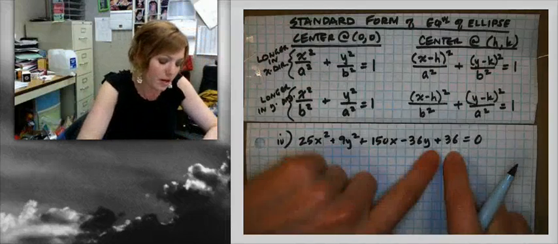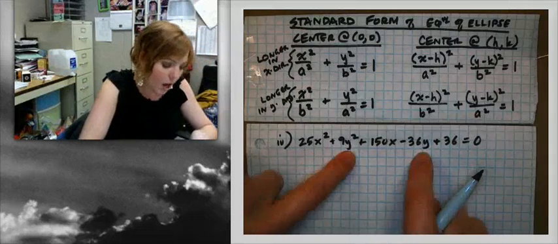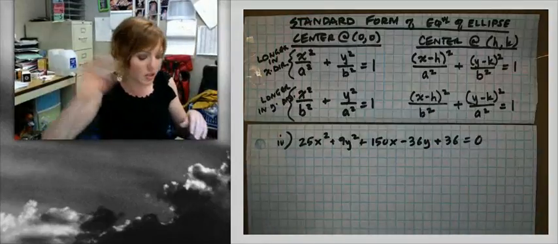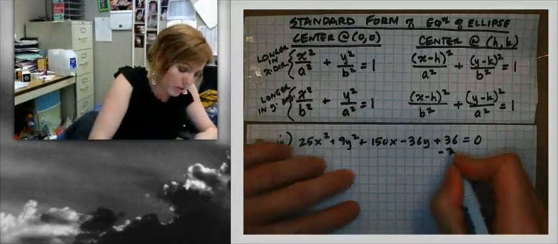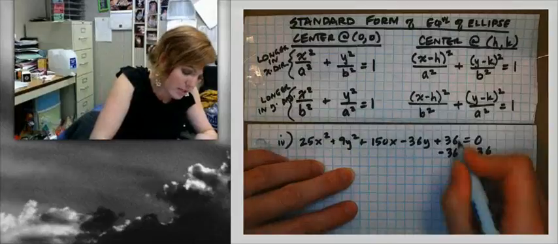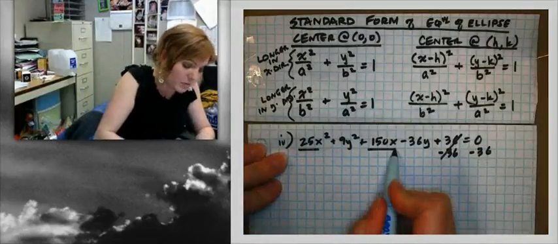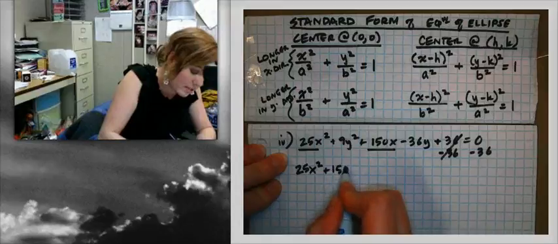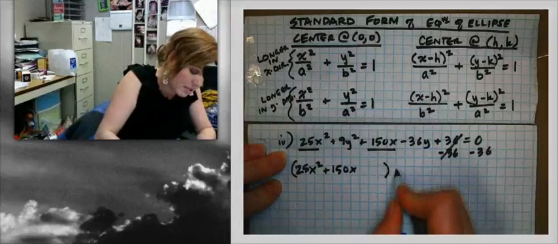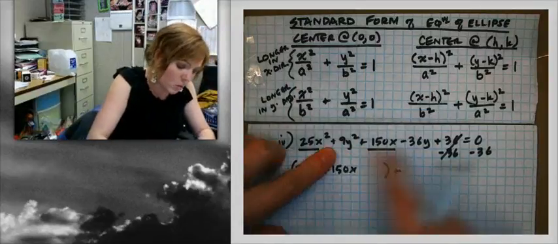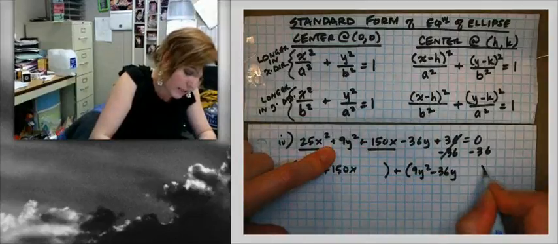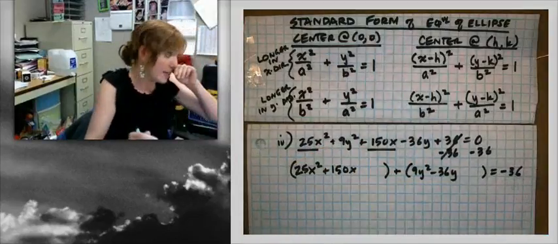The thing that we did yesterday was we grouped together the x's, the y's, and then moved anything else that did not have x or y attached to the other side. So let's do that first. We're going to subtract the 36 from both sides, and at the same time, group together these x's. So 25x squared plus 150x, leave some space, 9y squared minus 36y, leave some space, and then equals negative 36.